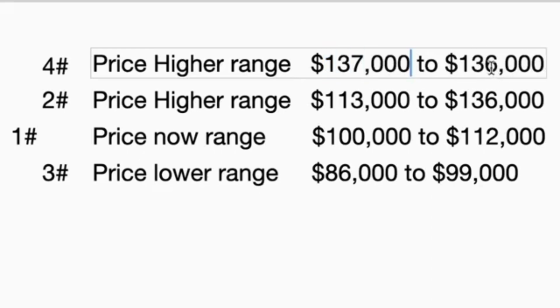So I could put in here 137,000. And then what I want to do is put this range at 20% higher than this price here, which would be around 164.65. So I'm going to do 165,000.